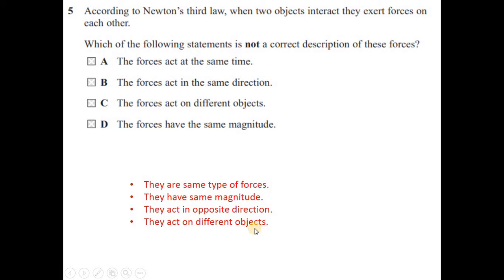So if you see the options, the forces act at the same time, indeed they should act at the same time. The forces act in the same direction. Now the direction should be opposite as per the third property of the Newton third law pair. So of course the option is B, which is not valid for a Newton third law pair of forces.